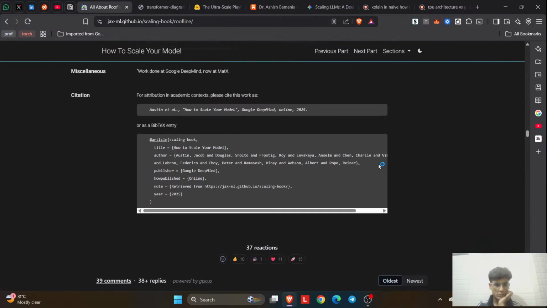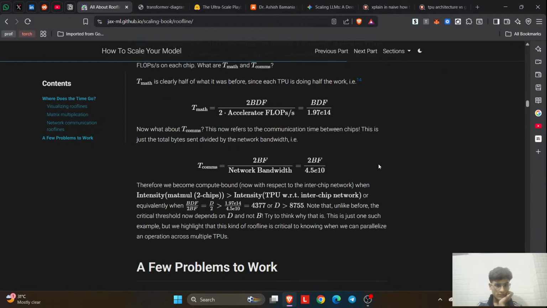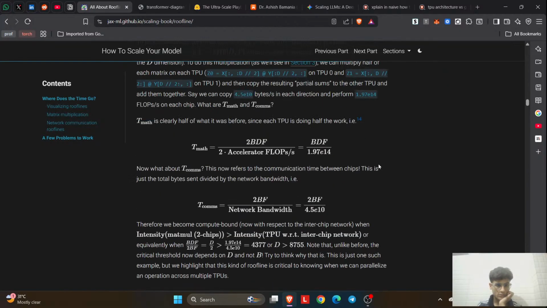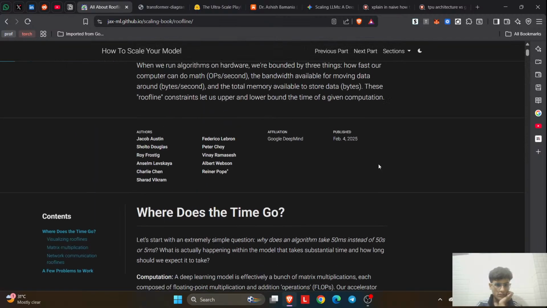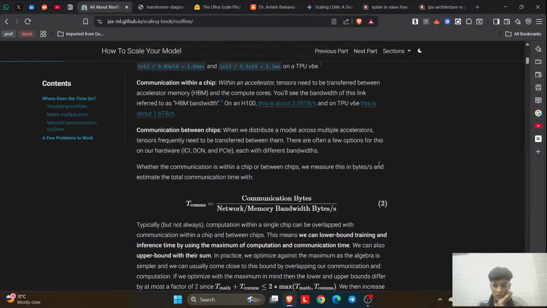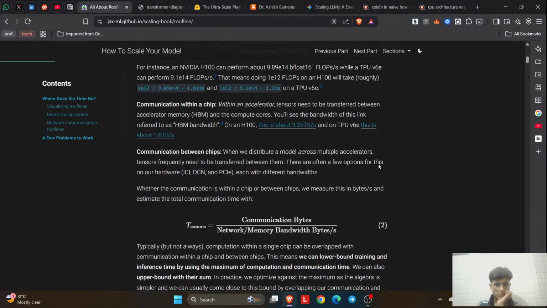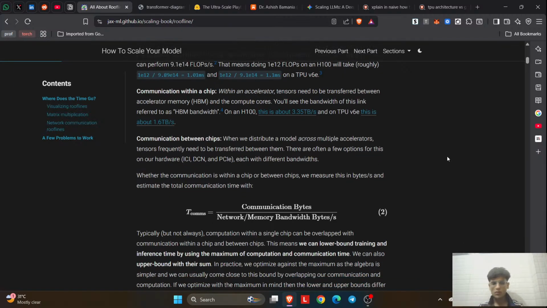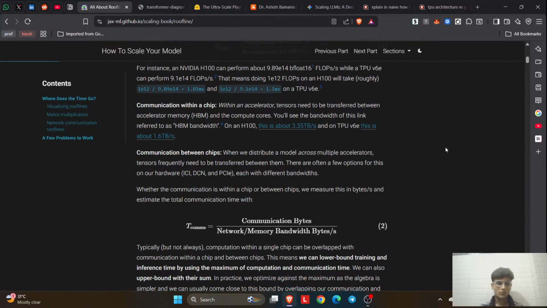Oh no, this section is too big. A few problems to work on. Where does the time go? All about roofline. Just need to do it fast. It's already 1:30. Okay. CPU takes more time than the GPU in accelerator time.